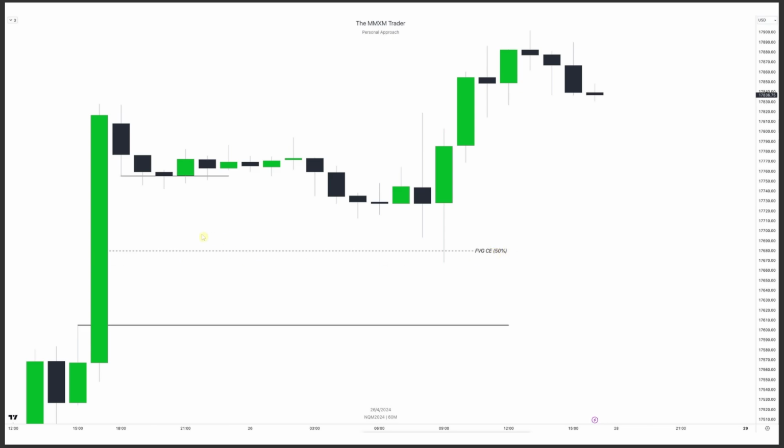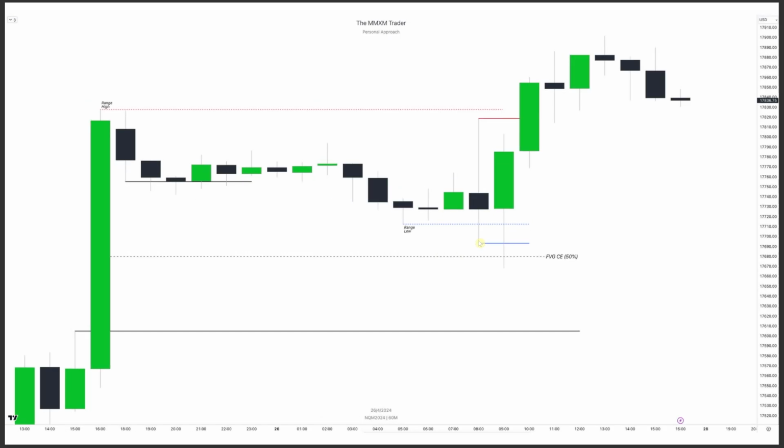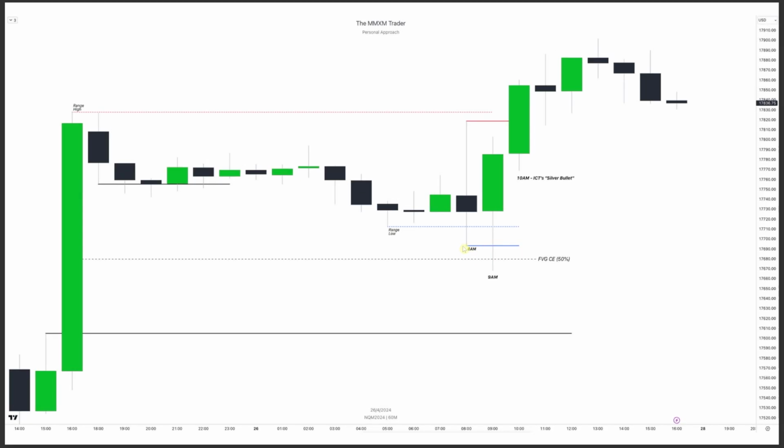So let's outline the range we're trading with, right? We've got the range high up here, and then this range low gets purged, right? So what timing do we get over here? So over here we can outline this candle's range low, right? And the candle range high. So we know we want to be taking out that candle's range low first, which is the 8 a.m. candle low.